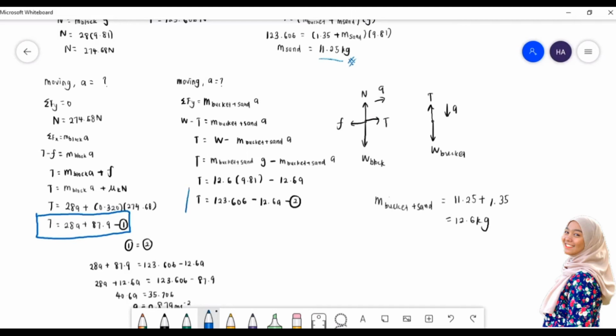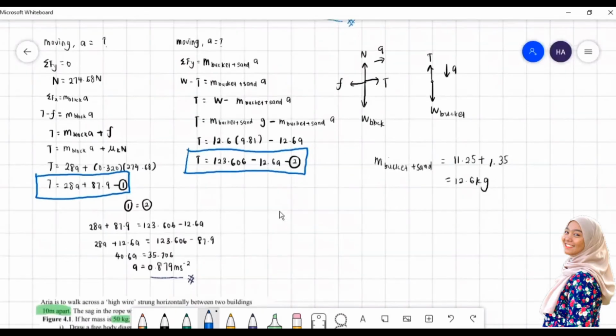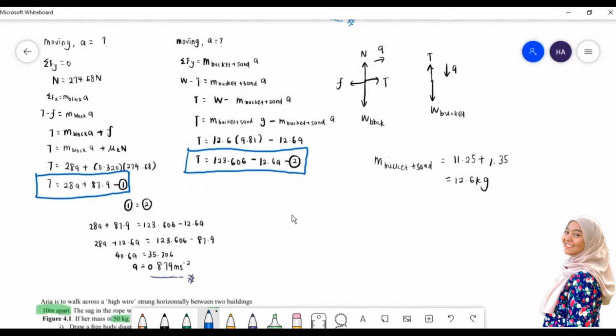So equation yang pertama dan equation kedua disamakan sebab dia dapat tension yang sama. Okay, so 28A plus dengan 87.9 equals to 123.606 minus 12.6A. 28 plus 12.6A equals to 123.606 minus 87.9. So kita dapat 40.6A equals to 35.706.